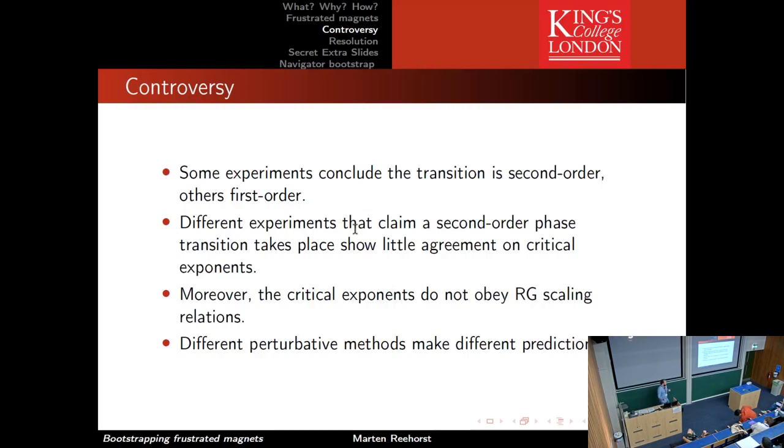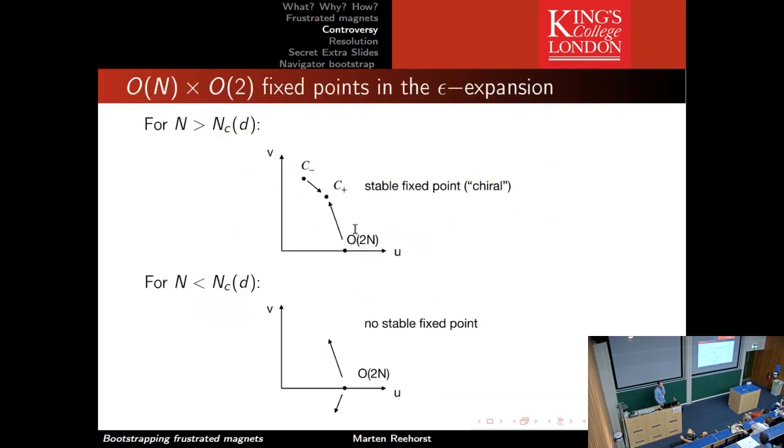So you can also look at what theory has to say about this. For example, you could look at the epsilon expansion. But then you're dealing with an asymptotic series at strong coupling. And it turns out that there are different ways that you can handle this, and they make different predictions. So for simplicity, first let's look at the simple epsilon expansion. What is the picture?